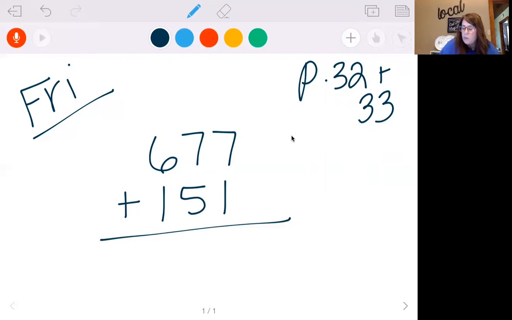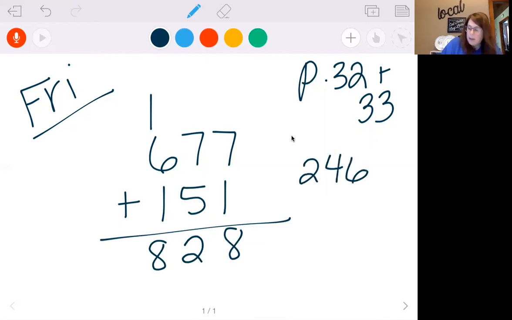So 7 plus 1 is 8, so I'm going to drop my 8 down there. Then I have 7 plus 5, so we need to add 7, 8, 9, 10, 11, 12. I'm going to put my 2 down here and carry my 1. 6 plus 1 is 7, plus 1 is 8. So I get 828.